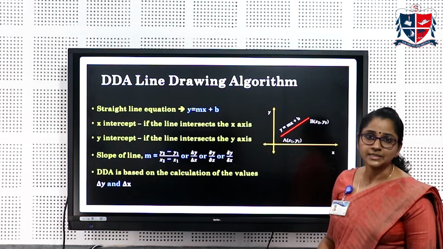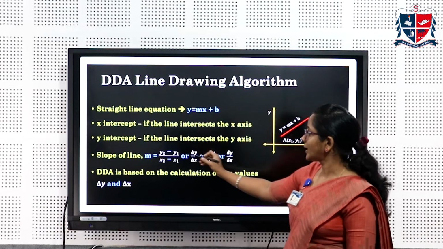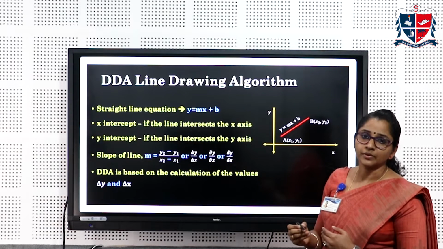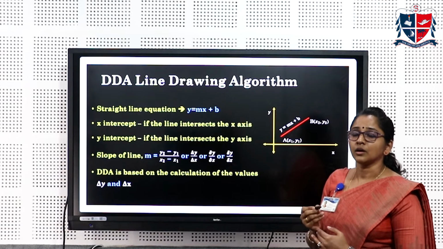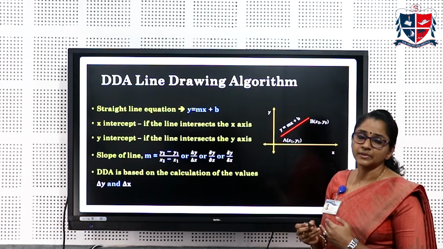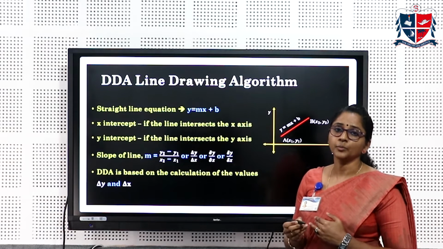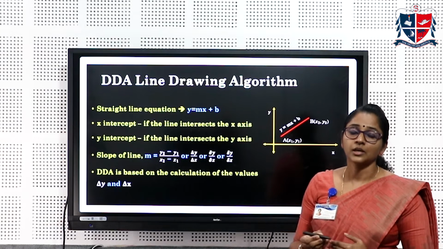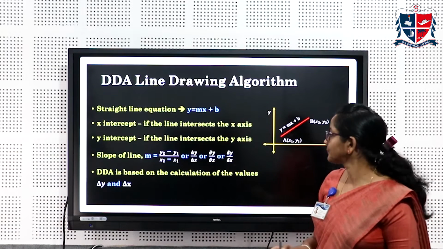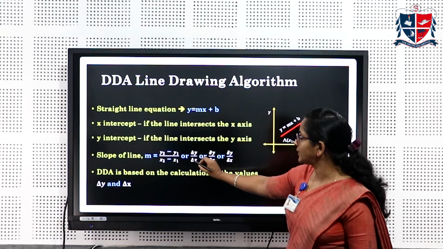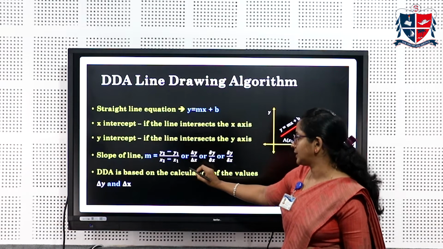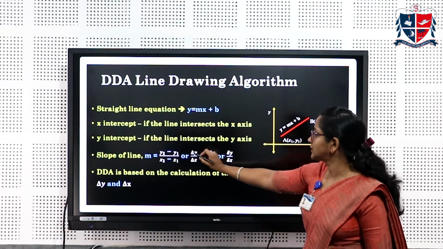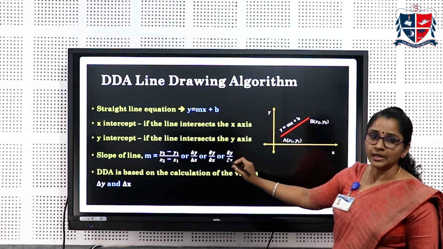We can obtain the slope of the line as m equals y2 minus y1 divided by x2 minus x1. That is, first of all, we have to take the differences between the x coordinates and the y coordinates, and then divide them. That is, the difference between y coordinates is divided by the difference between x coordinates. So m equals (y2 minus y1) divided by (x2 minus x1), or delta y by delta x, or del y by del x. These are the different ways of representing the slope of a line.